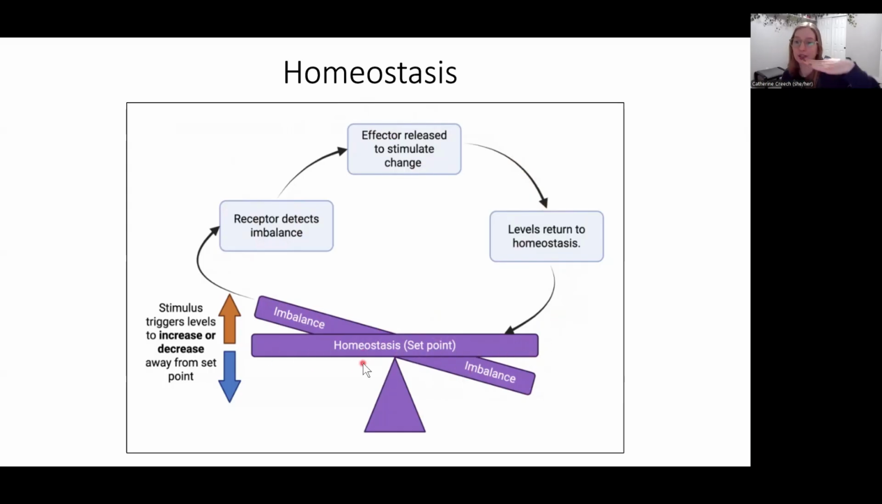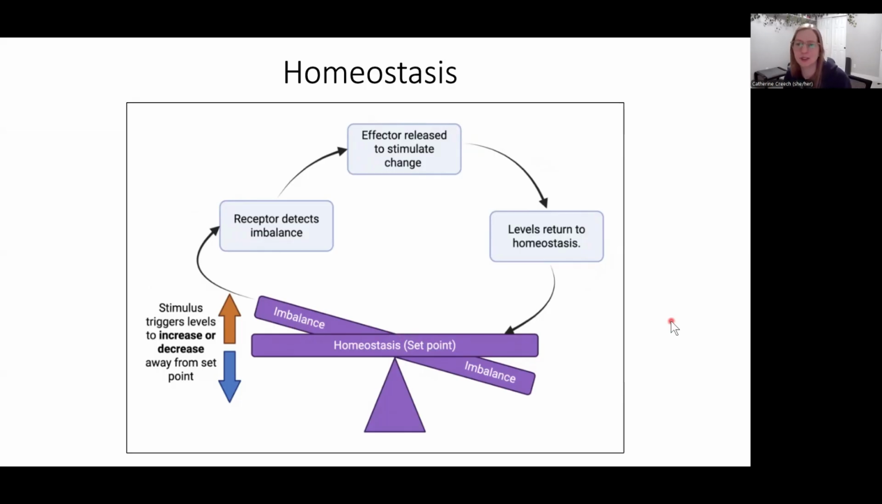So homeostasis requires the set point. Stimulus increases or decreases away from the set point, and your body determines that. That's our receptor. It determines the imbalance. Our effector is going to change something physiologically in response to that imbalance. And ideally, that will change it in a way that takes your body back closer to the set point.